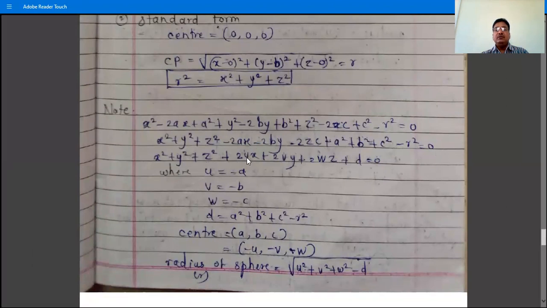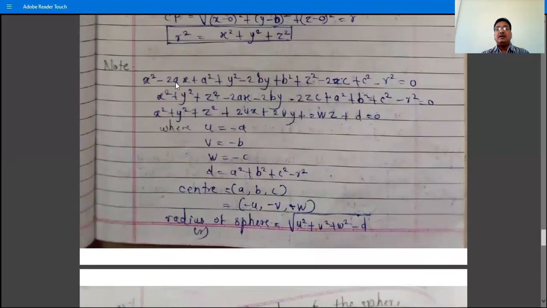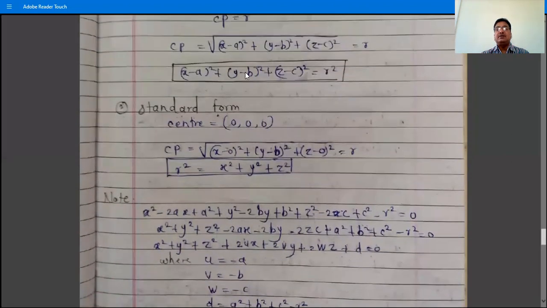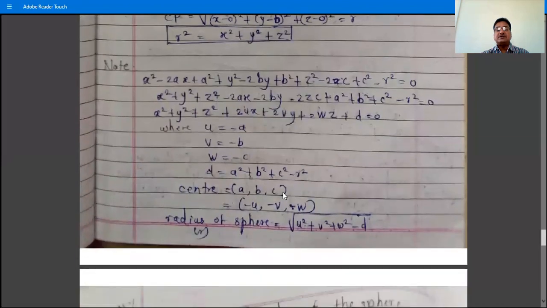Obviously, what is u? u is minus a, v is minus b, because 2v is minus 2b, and w is minus c, because 2w is minus 2c, and d is a squared plus b squared plus c squared minus r squared. And what is the center of this sphere? This is the simplification of this equation. The center of the sphere is (a, b, c), and in the new notation, a is minus u, b is minus v, and c is minus w, and therefore the center is (minus u, minus v, minus w).